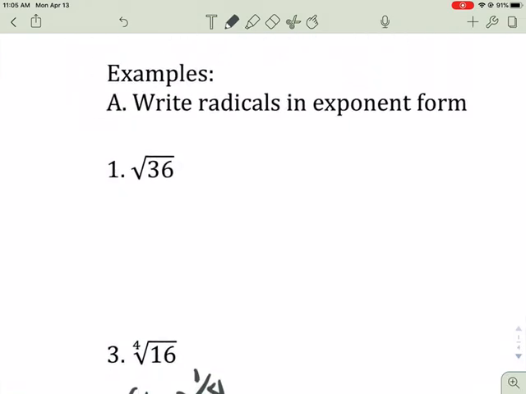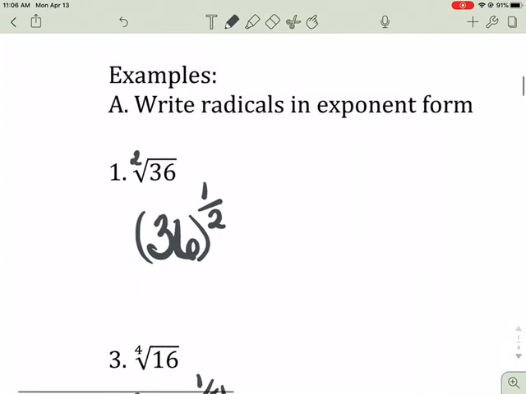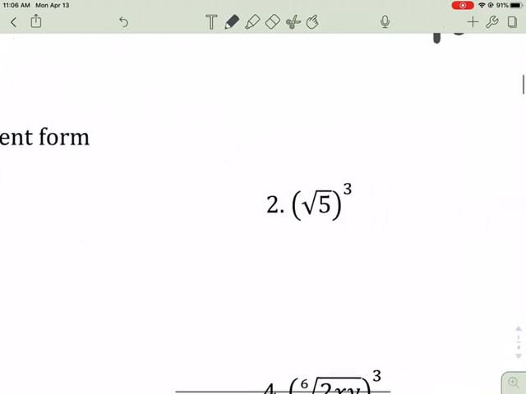The first thing we need to do is look for what is the index. Remember, this index is 2. It's understood to be there. So it's the square root. We're going to take our radicand, which is 36. Our denominator is 2, and our exponent, well, there isn't one, so we're going to go with 1. So this is 36 to the 1/2 power. I'm going to put parentheses around that just to make sure. 36 to the 1/2 power means the square root of 36, so we can simplify that down just to 6.